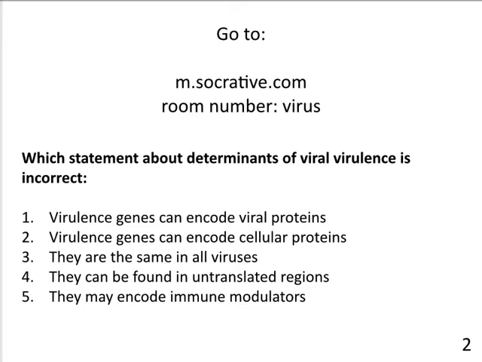Yeah. When you say virulence genes can encode cellular proteins, are you talking about, like, RNA polymerase? Virulence genes can encode cellular proteins. There are cellular virulence genes, right, like TRIM5-alpha and many other intrinsic proteins that inhibit viral replication. So they are cellular proteins encoded by our genome that block virus replication. If you mess with those, you change virulence. Okay? Got it? Okay.